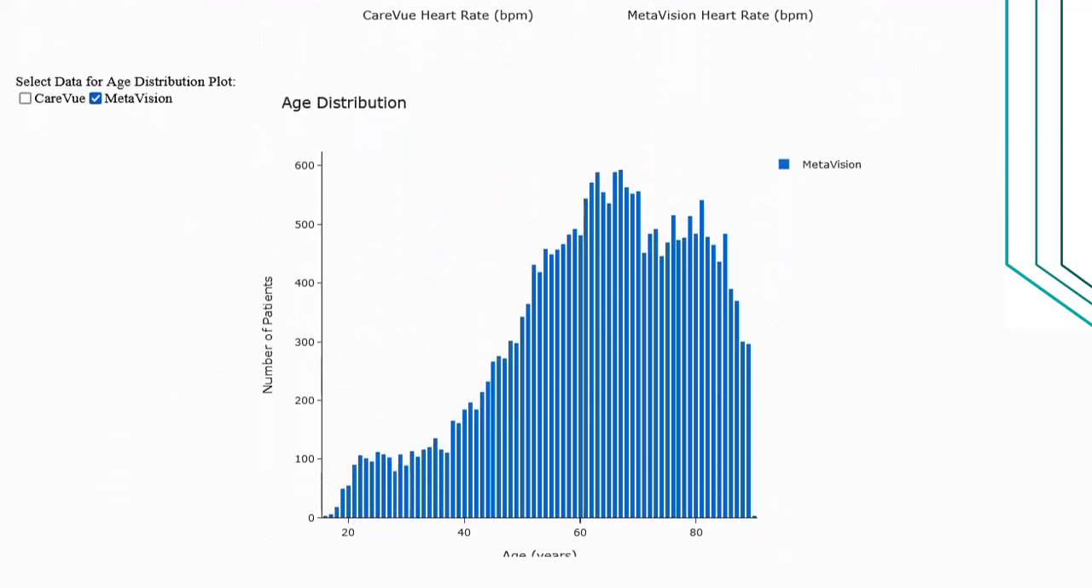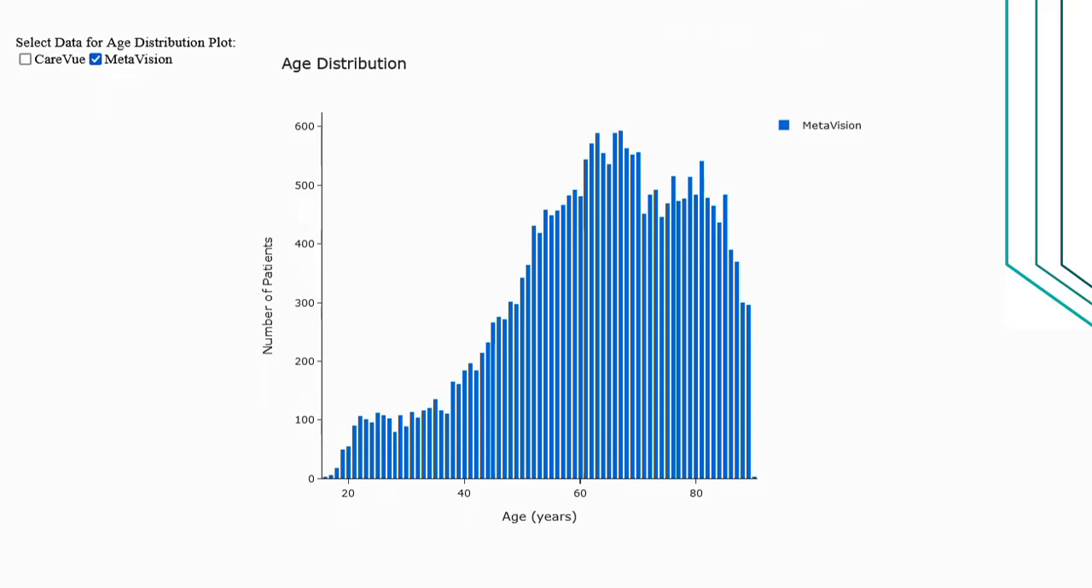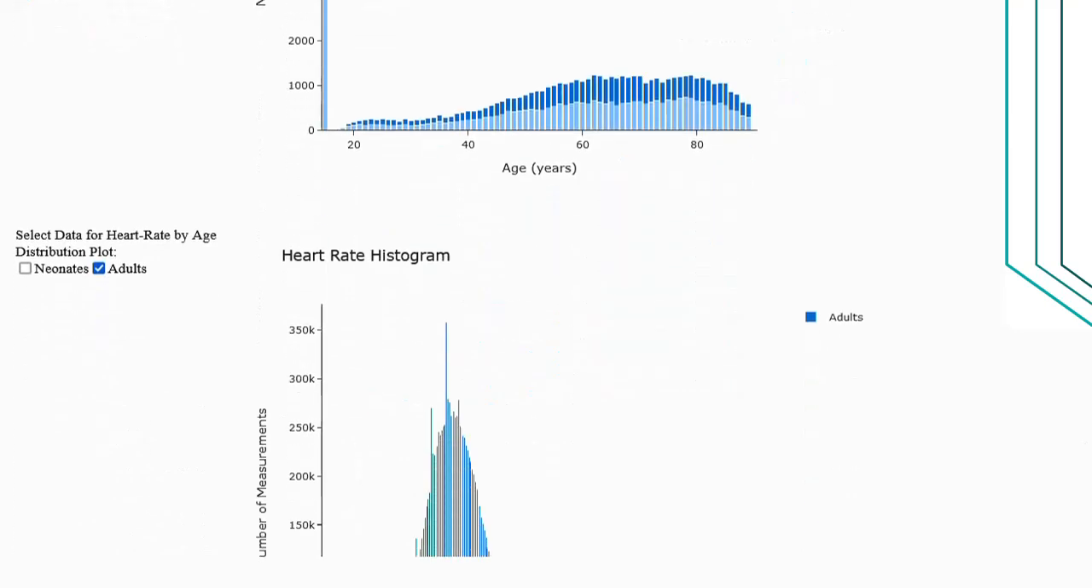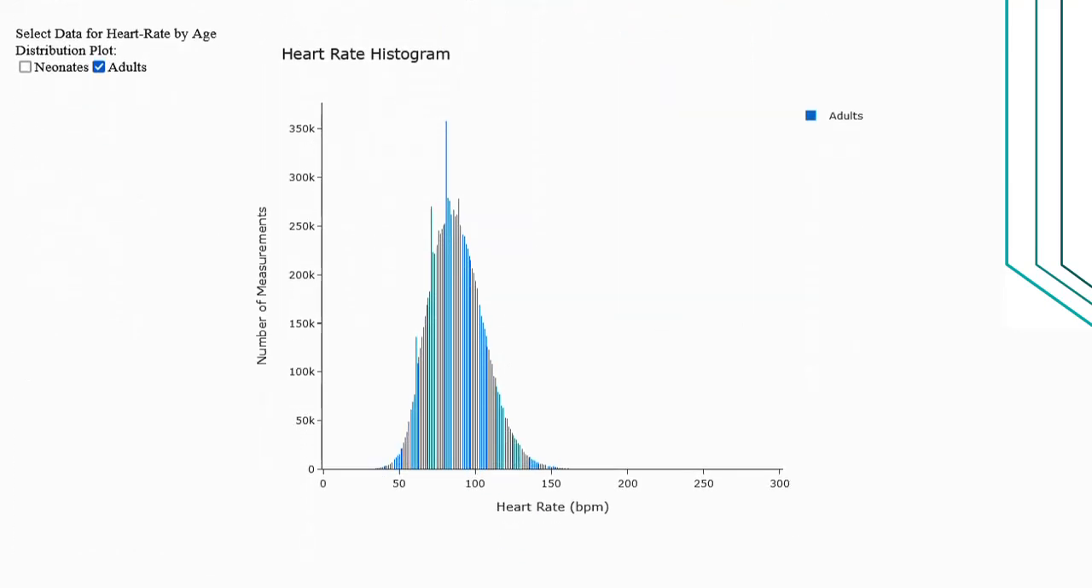Recall that the database includes data from neonates. Could they be the cause of this second peak? Examining the age distribution of patients linked to each system confirms this. CareView includes data from over 7,000 neonates. Revisiting the heart rate histogram and separating data for adults and neonates clearly shows that neonates are responsible for the second peak.